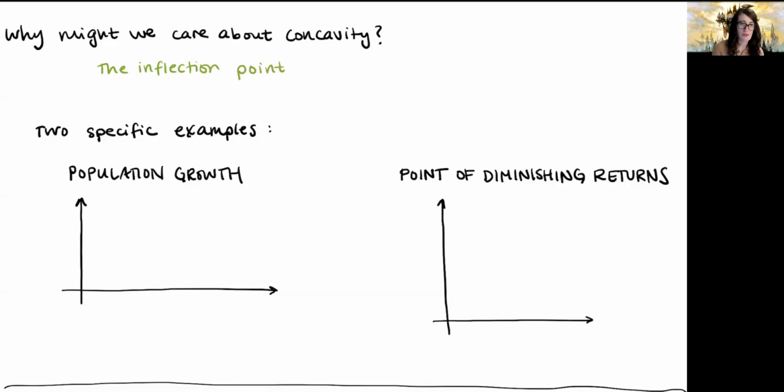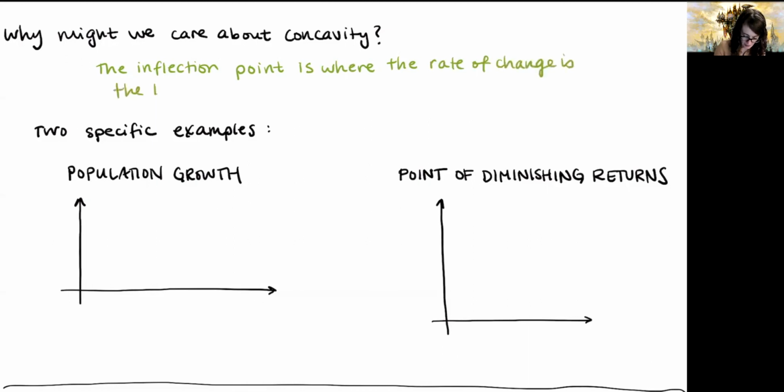So the inflection point is where the rate of change is the largest. So this is where the graph is the steepest. So this is where the rate of change is the largest. In other words, the graph is the steepest because rate of change is the derivative, which is the slope. And if you have the largest slope, that's pretty steep. So this is useful in applications.